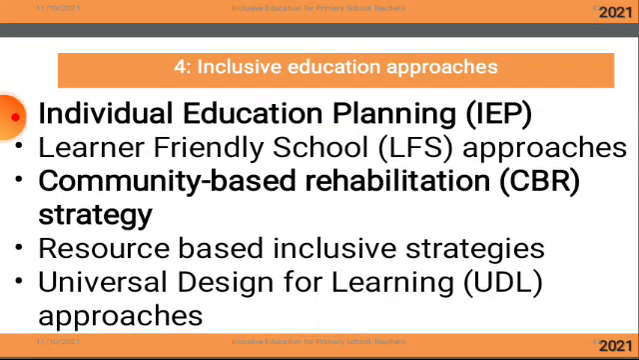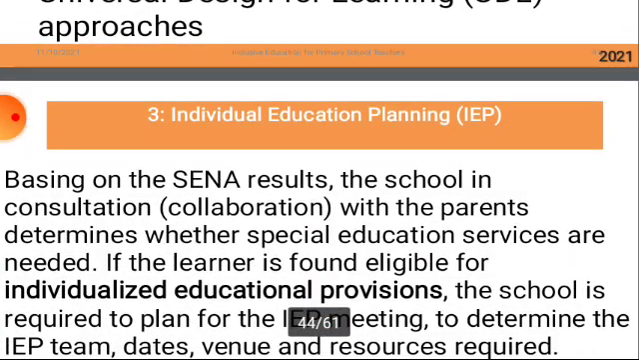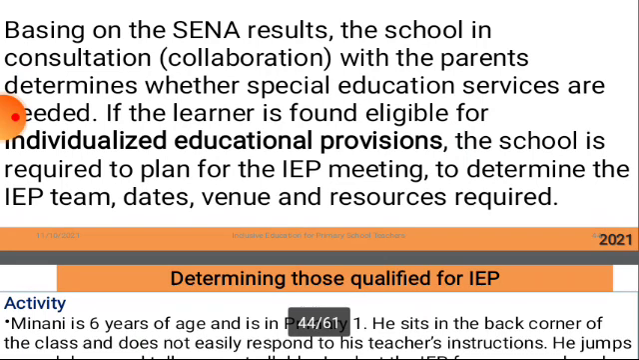Inclusive education approaches: individual education planning, learner-friendly school approaches, community-based rehabilitation, resource-based inclusive strategy, universal design for learning approaches, individual education planning basing on the SENA results. The school, in consultation and collaboration with the parent, determines whether special education services are needed. If the learner is found eligible for individualized education provision, the school is required to plan for the IEP meeting to determine the IEP team, dates and venue and resources required.